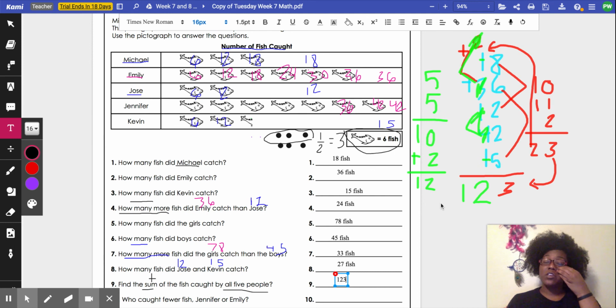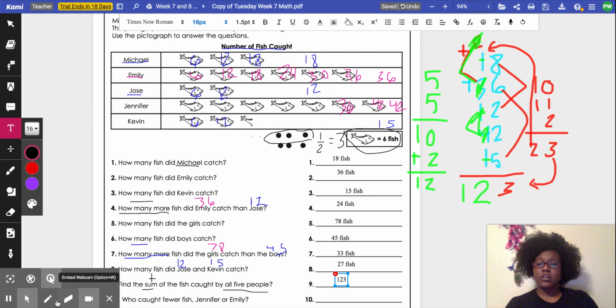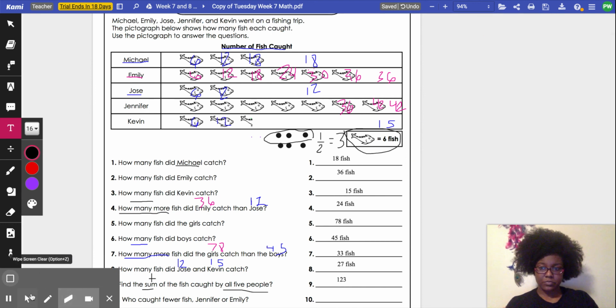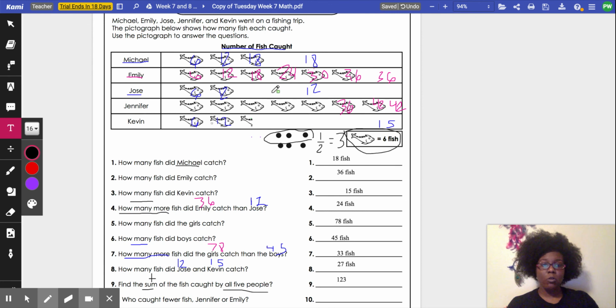Now, if you have another way of doing this, I'm going to go ahead and show you the other way. You can either count by sixes, all of these fish, or you can use multiplication. Now, I'm going to count how many whole fish I have.